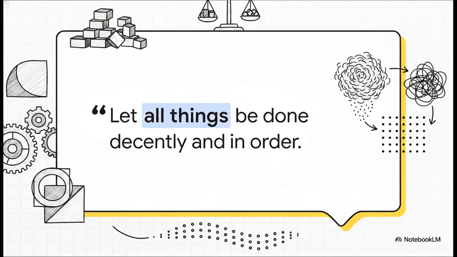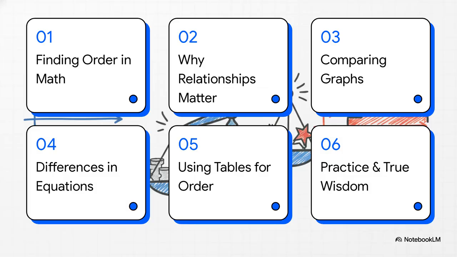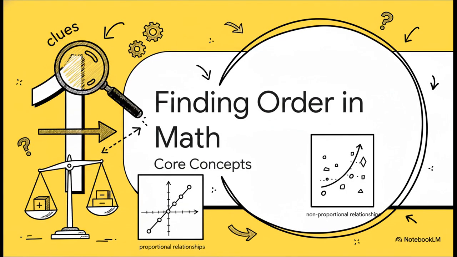Pretty cool, right? Here's our roadmap for today. We're going to cover finding order in math, why these relationships matter, comparing relationships on graphs, spotting differences in equations, using tables to find order, and finally, wrap it up with some practice and true wisdom. So, Section 1, Finding Order in Math.